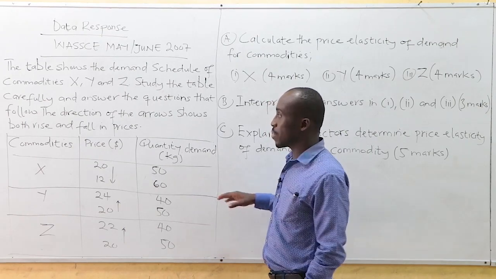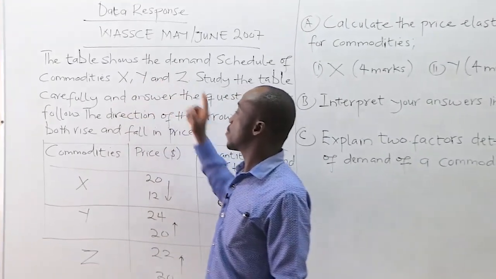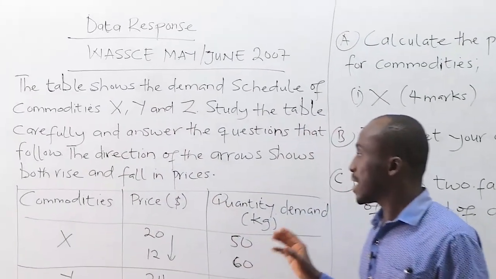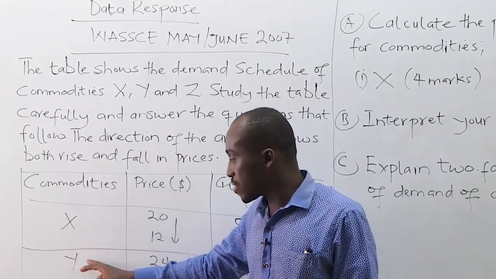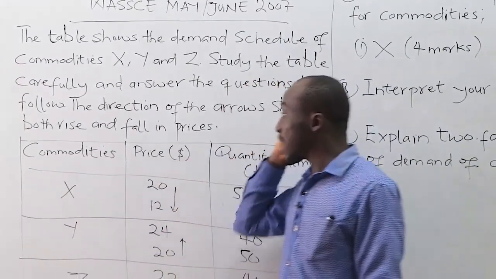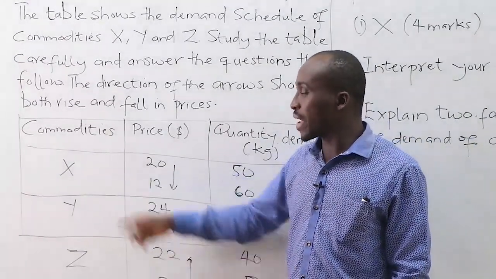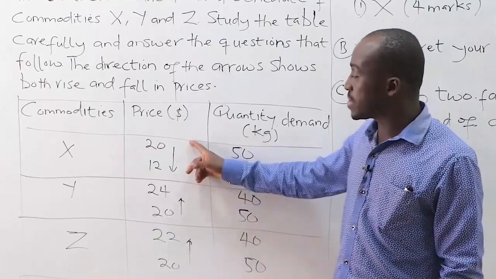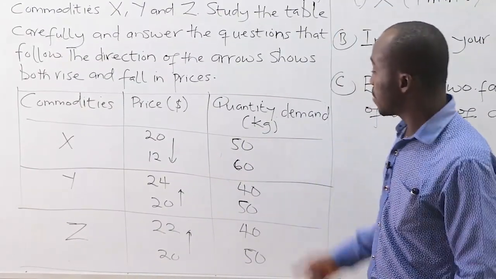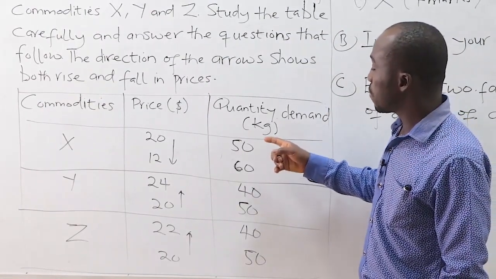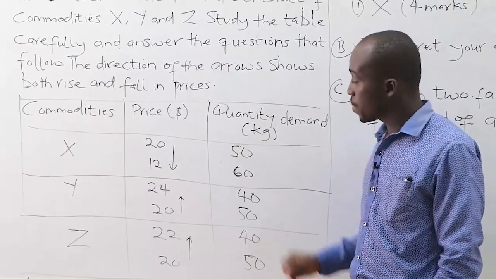So what are we looking at? We're looking at how many commodities X, Y, Z, right? And it's a demand schedule. The commodities are here, X, Y, Z. We have the price here. Let's see what we have here. The price of X decreased from 20 to 12, right? And the demand increased from 40 to 60. There was an increment because the price has reduced, right?